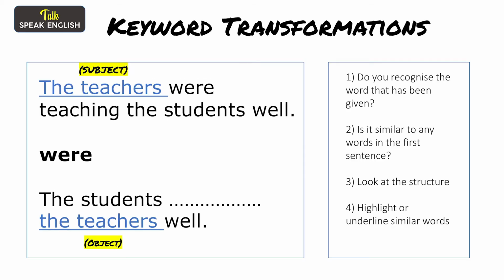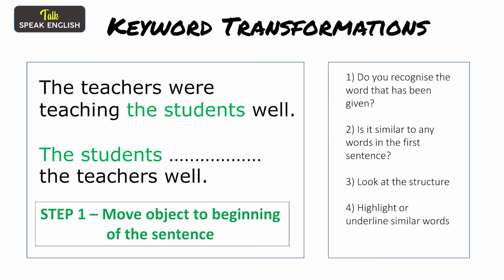If you look closely, you can see that the subject and the object of sentence 1 and sentence 2 have swapped. And this means that we can confidently say it is an active to passive sentence exercise. But what are the steps to turning an active sentence to a passive sentence? Let's take a closer look. Step 1, we have to move the object to the beginning of the sentence. And as we know, this has already been done for us, which is great.